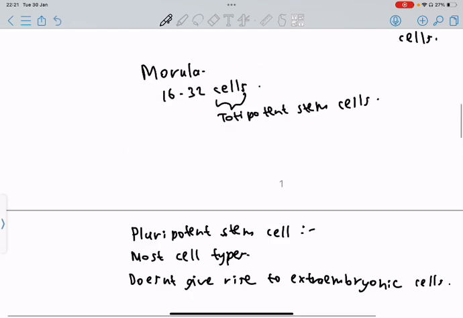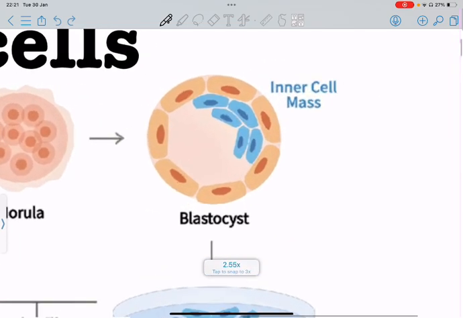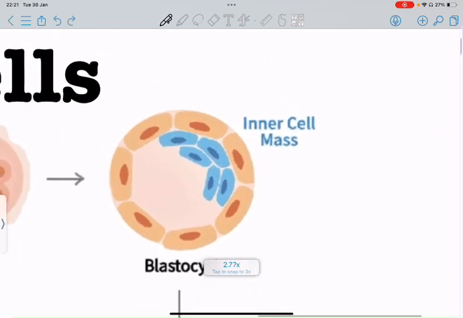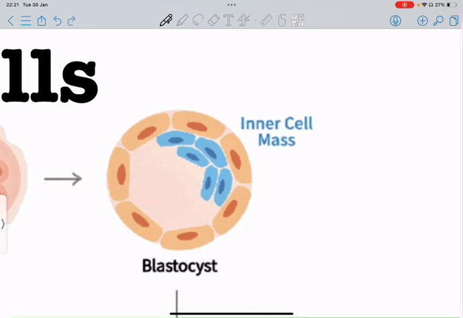Now, it is worth noting, let's go back to the original diagram. When a zygote continuously divides, it will form a morula, as shown here. That morula will divide further to form a blastocyst. We'll also be looking at this structure, which is known as the blastocyst. Now, the blastocyst is made up of the inner cell mass, which is this. It is also made up of this part, which is known as the trophoblast cells.